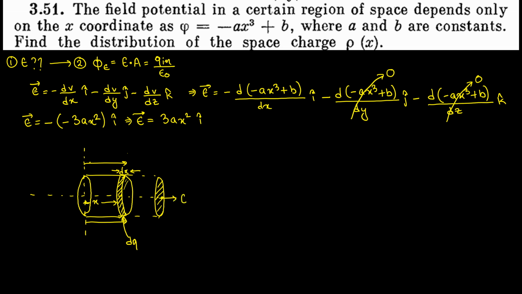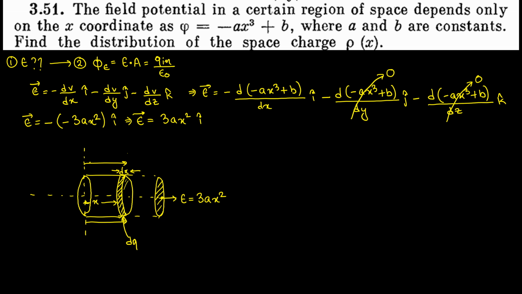The electric field out here is nothing but 3ax square, isn't it? Remember, this Gaussian surface is attached to this surface. Just to avoid clutter, I have drawn this surface and the outer one separately. This Gaussian surface is attached to the elemental charge. Understood? So the electric field through this Gaussian surface is 3ax square. That much I have known.